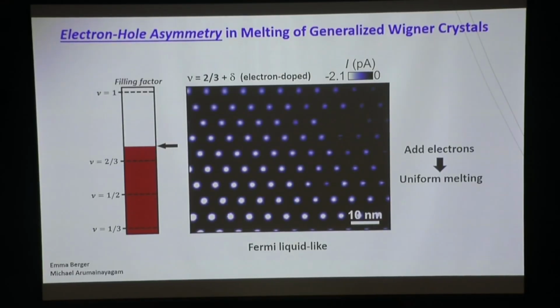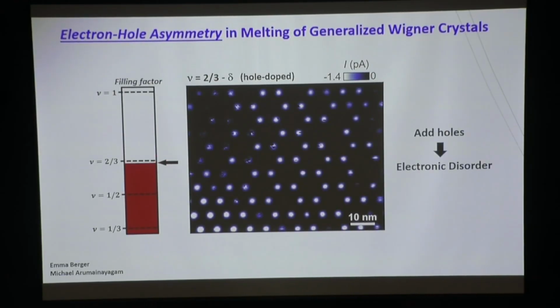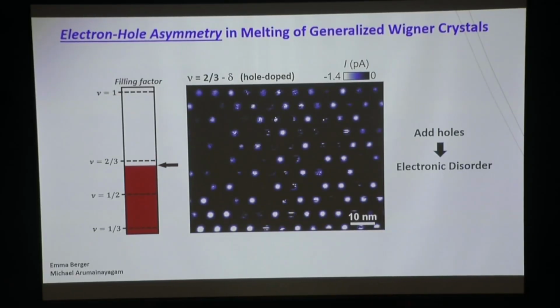Now let's see what happens when we remove electrons from the crystal. So let's go back to nu equals 2/3. And now let's start removing electrons just by putting a negative gate voltage on the bottom gate. And so now this little arrow is going to go down. So let's remove some electrons. Now let's remove some more, and some more.